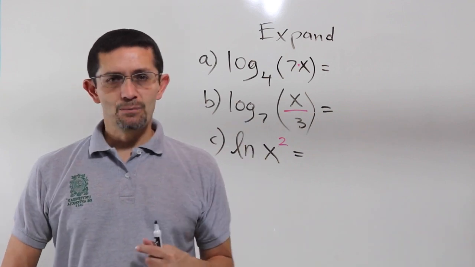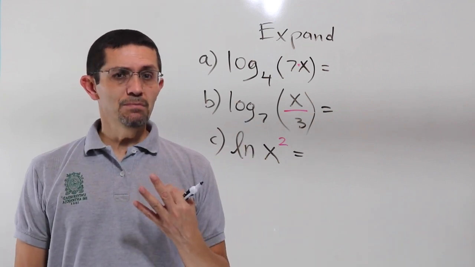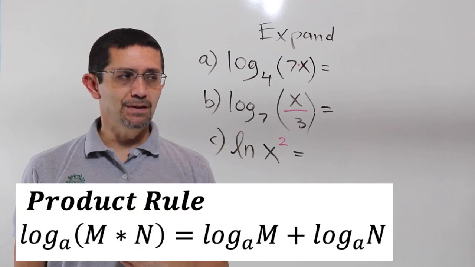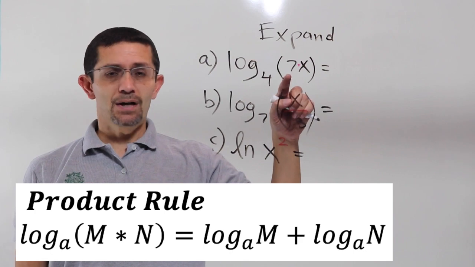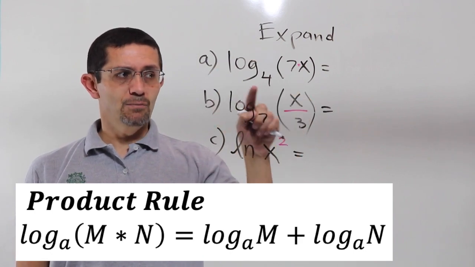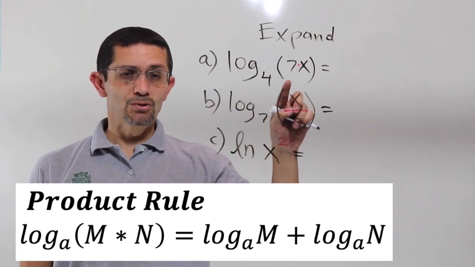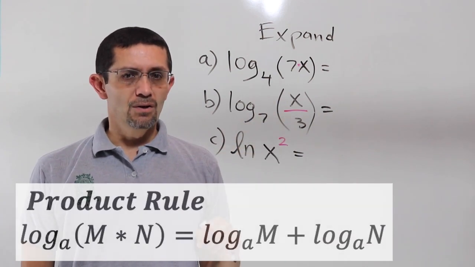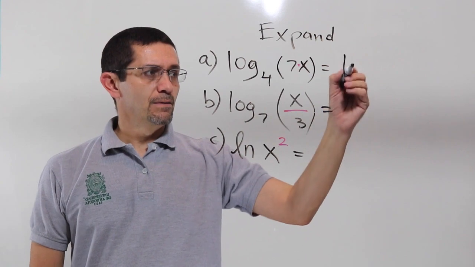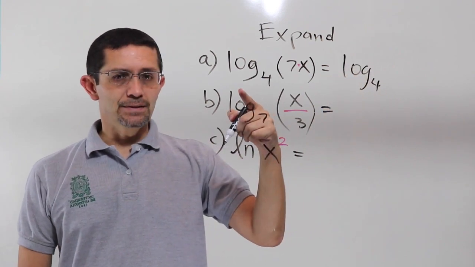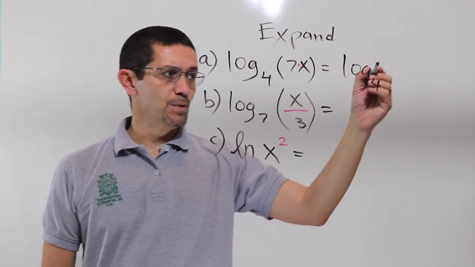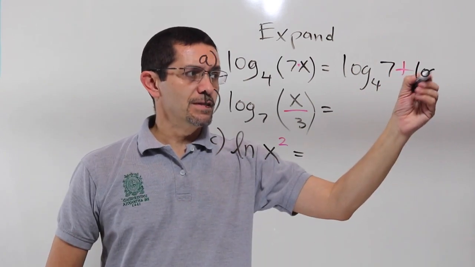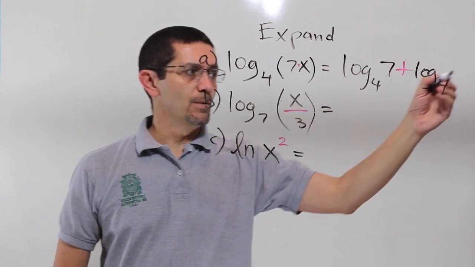We have three problems here because we're going to expand using three different properties. My first property is the product rule, or the product property. It says that a product of my arguments, log on base 4 of 7x, which is them multiplying, is going to expand using the sum of my two logarithms, meaning the first one is always the same base, log on base 4 of my first one, plus the log on the same base of the second one.